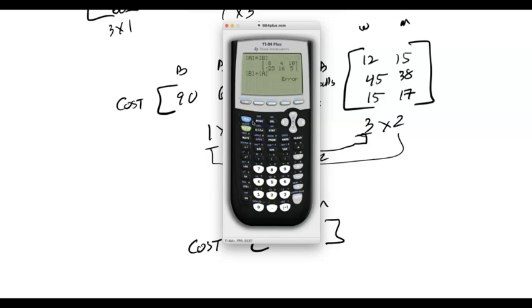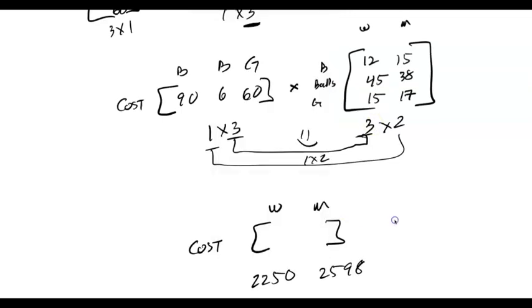Then we're just going to multiply those two. We'll multiply matrix A times matrix B. By the way, you know that multiply, it's implied. I get the cost. 2250. 2598. That's the cost for each team. Women's team cost that, and the men's team cost this. That's matrices in a nutshell.